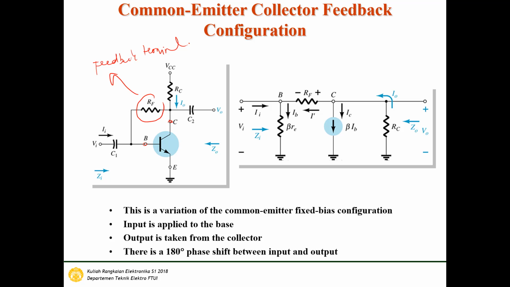So if we draw it in the re model, it becomes like this. This is the base for the input, and then we have the beta RE for the input impedance, and then we have the feedback resistor between the base terminal and the collector terminal. And then in the collector terminal, we have the beta IB, and for the output, we have the collector resistor here.